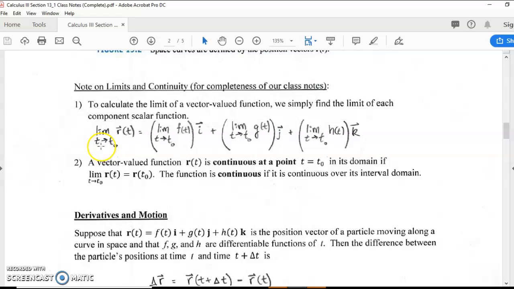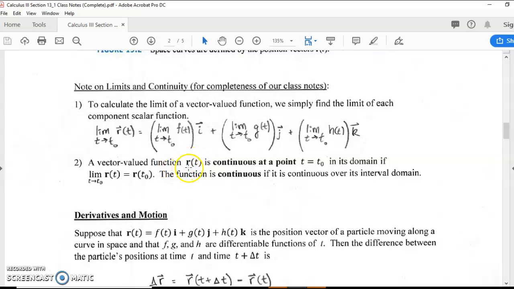So if I'm looking at t approaching some specific value of time called t naught, the cool thing is that to be able to take the limit of this vector valued function, I can take individual limits, first of the x function, and then the y function, and then the z function.